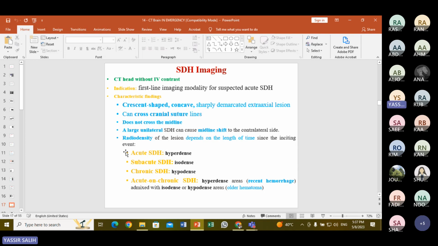What are the manifestations of this subdural hemorrhage? As we said, it is crescent shaped, meaning a concave inner margin, with sharp demarcation. It can cross the cranial sutures but does not cross the midline. When we have a large unilateral subdural hematoma, it can cause midline shift.